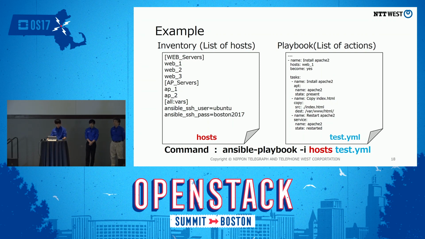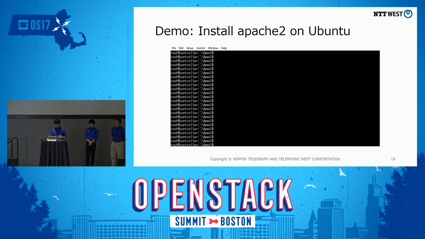Finally, we execute the playbook by using an Ansible playbook command. This command consists of file name of inventory and file name of playbook. When a playbook runs right by Ansible, configuration of server or network devices is completed. I'd like to show the movie of Ansible to you. In this video, Ansible installs Apache 2 on Ubuntu.